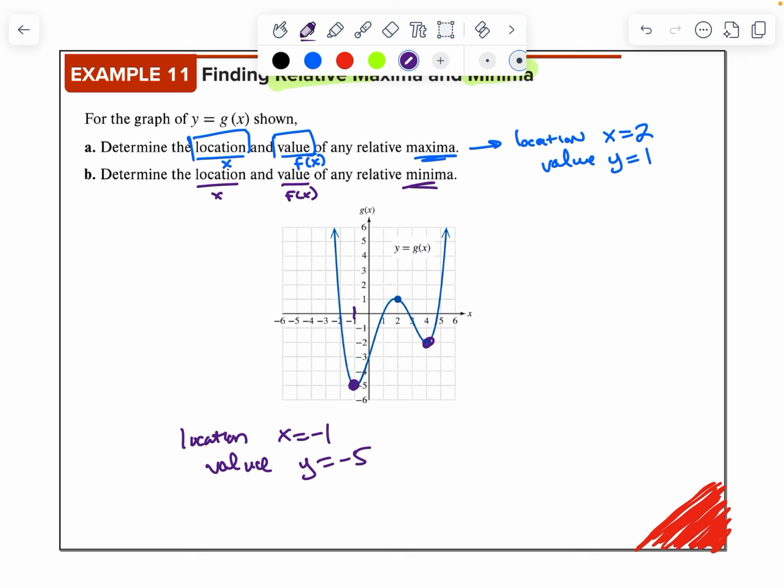There's another minima over here, right? The location of that minima is at x equals 4, and the value is y equals -2. And that's it for increasing, decreasing, maxima, minima. That's all you need to know for this class.